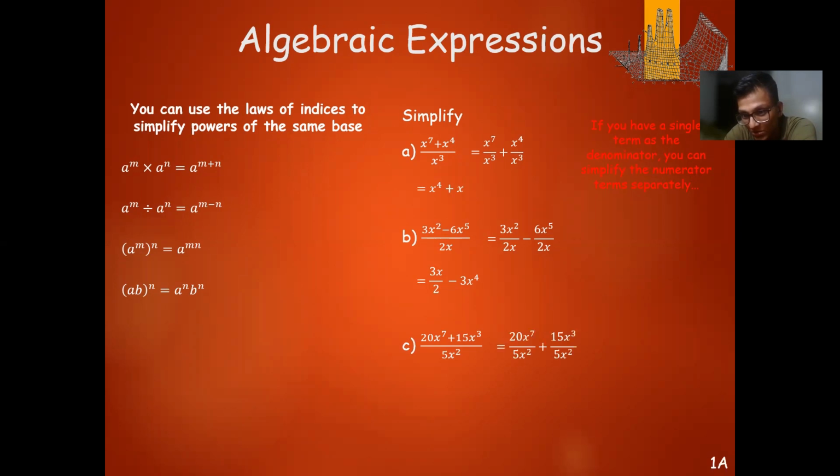Split the denominator and simplify accordingly. You will be left with 4x power 5 plus 3x.